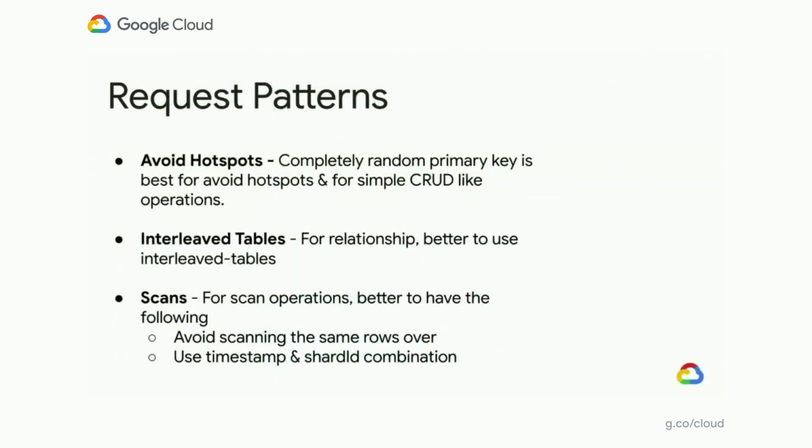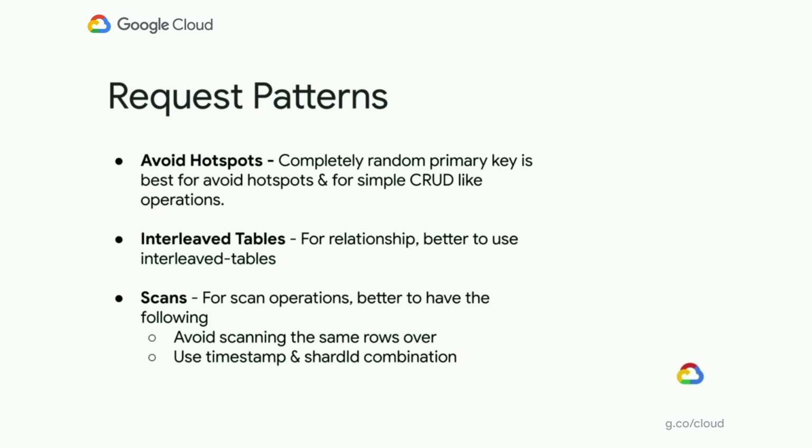The first thing is request patterns. So it's important to have a good understanding of request patterns in order to come up with the right schema. It is also equally important to understand how Spanner performs reads and writes for such a pattern. For us, we had three types of patterns: simple CRUD-like operations on a given row. For such cases, a completely random primary key like a UUID works really great. It gives us the best possible distribution and also avoids hotspots.